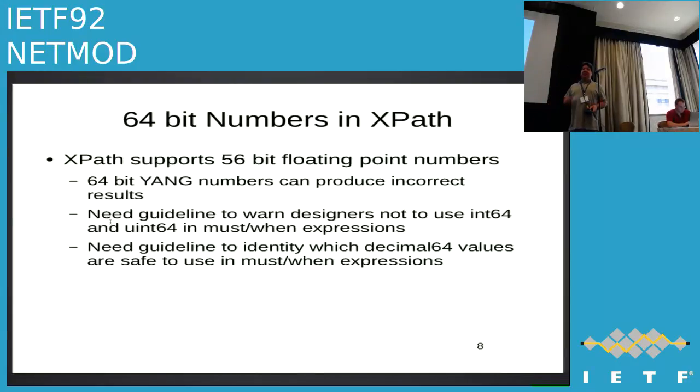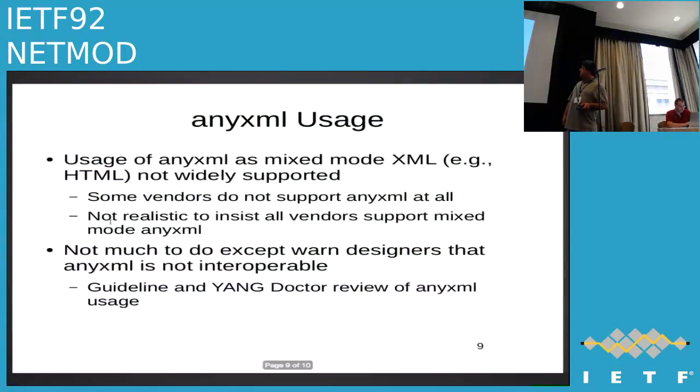64-bit numbers and XPath, this came up and we need guidelines that say not to do this. Don't use uint64 and int64. And then there's only a range of values, I guess, that are safe in decimal64, so I'll add a guideline for that. And then it would be nice to have yang check this, so in IETF mode it will get flagged in ID nits. Next one.